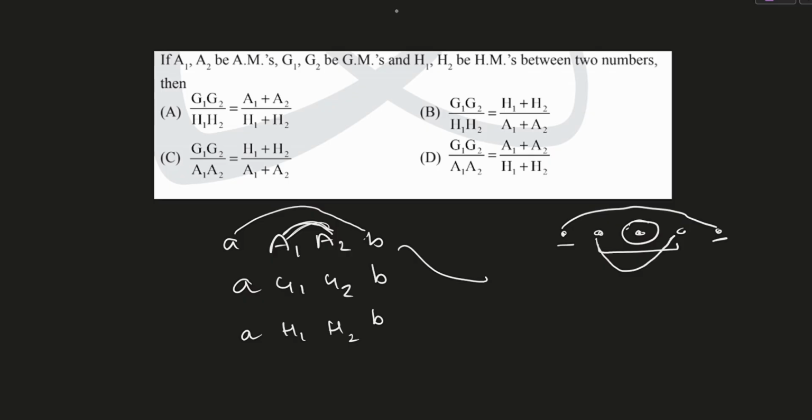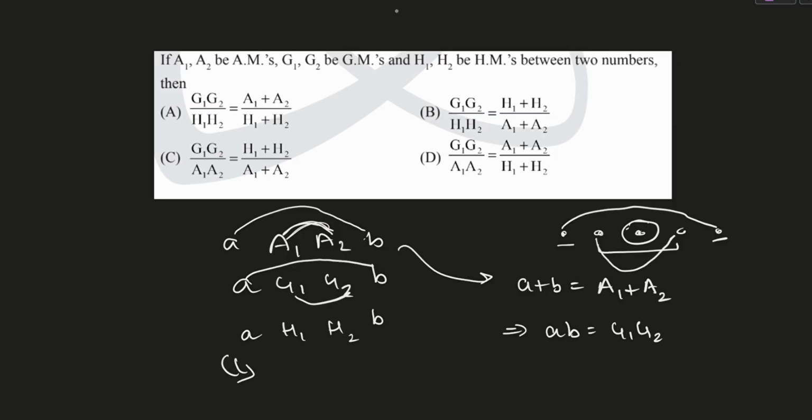So from here I can say that a plus b is equal to a1 plus a2. I got my first relation. Okay, and from here the same thing happens but with product. The product of these two is equal to the product of these two. So from here I can say that AB is equal to G1 G2. Okay, because I needed the G1 G2 term, from seeing the options I knew that I needed the G1 G2 term. And from the same idea, I'll be doing a similar thing with these two.